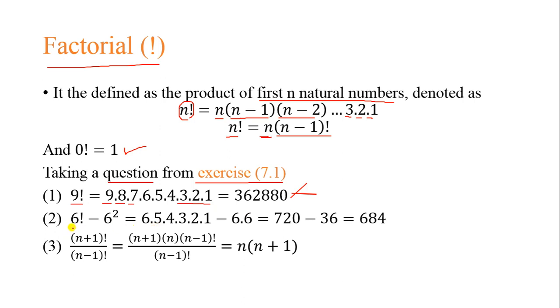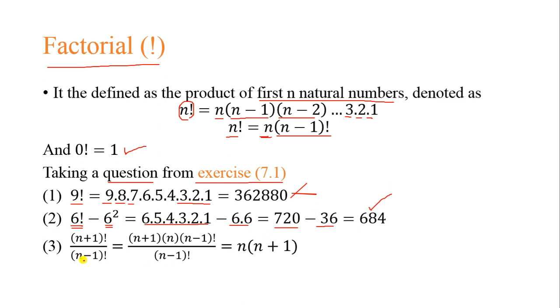Similarly, we have the second question, 6 factorial minus 6 square. This is 6 factorial minus 6 times 6, and 6 factorial is equal to 720 minus 6 times 6 is 36, and you will get 684.